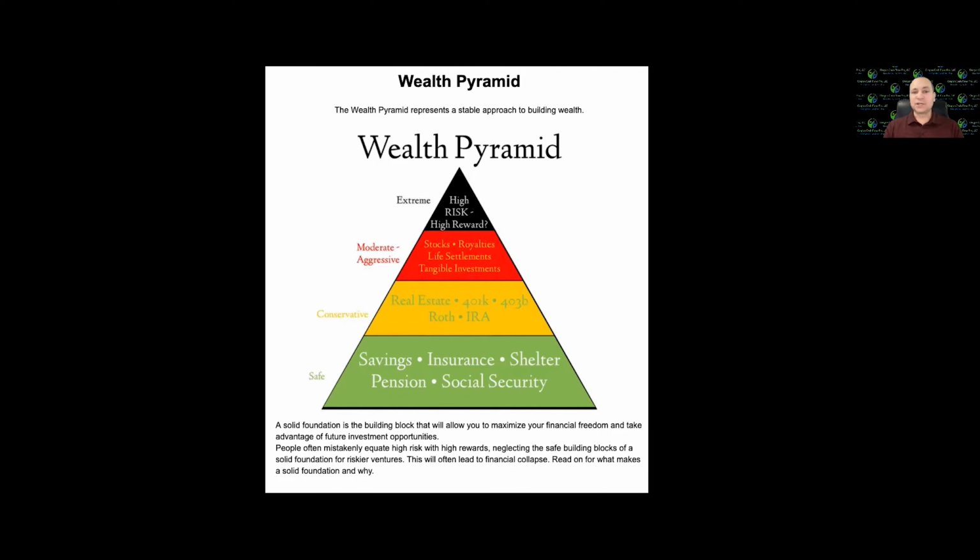Life settlements, those are guaranteed to pay out eventually. The risk is in tying up your funds for an unknown length of time. Returns can be worth the wait, though.